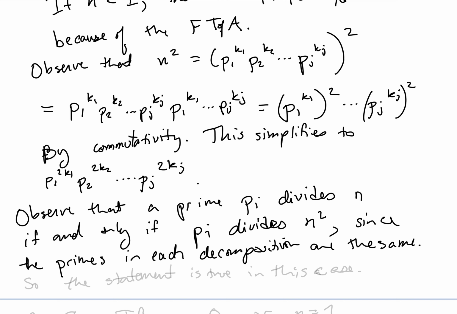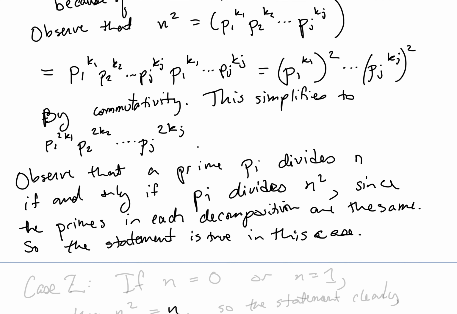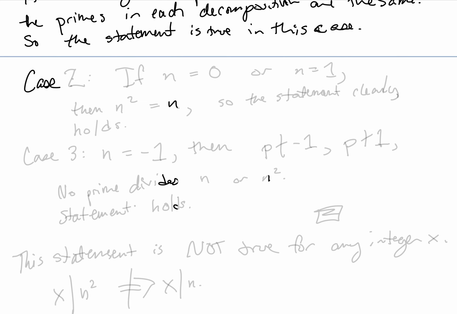So we see that the statement is true in this case. Okay, so we could use the fundamental theorem of arithmetic when the absolute value of n was greater than 1. We knew that n would then be the product of primes, or a unique product of primes. Let's do other cases. So let's do another case.